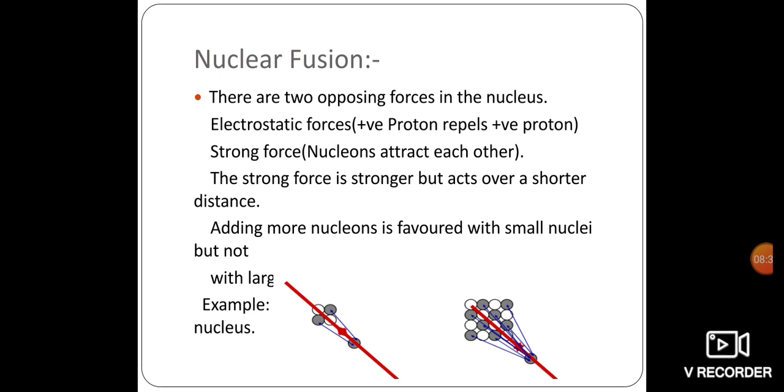Nuclear fusion reactions. There are two opposing forces in the nucleus. Electrostatic forces: a positive proton repels a positive proton. Strong force, that is, nucleons attract each other. The strong force is stronger but acts over a shorter distance. Adding more nucleons is favored with small nuclei.